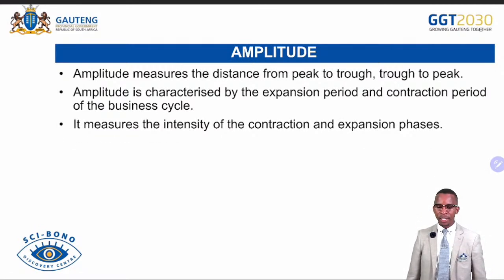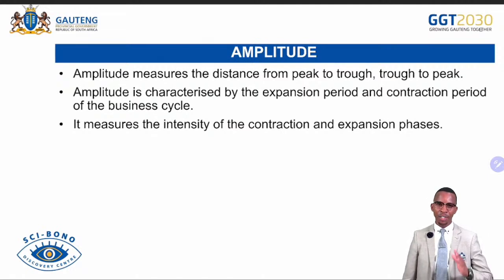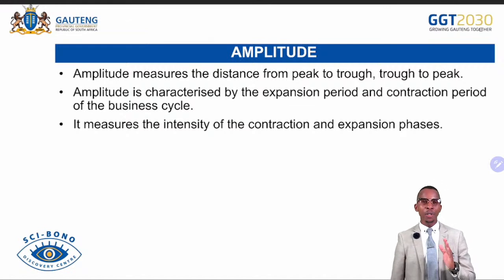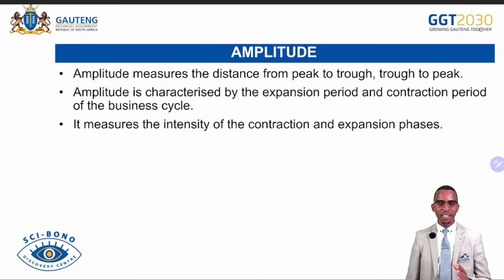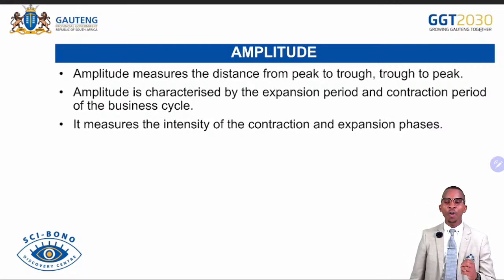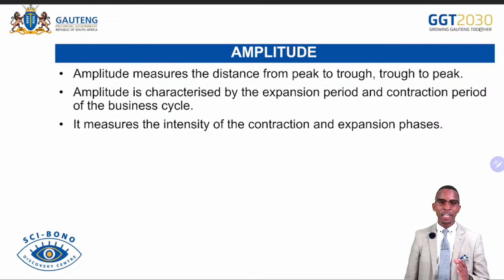It measures the intensity of the contraction and expansion period. How intense is the expansion period? Is it increasing further? How intense is the contraction period? Is it decreasing further? Remember, a long upward amplitude, they are positive. They indicate the increase in economic trends or economic indexes. So we prefer the long upward amplitude because they indicate the strength of the economy. Even though they are characterized by inflation, we prefer them because they indicate the strength of the economy.